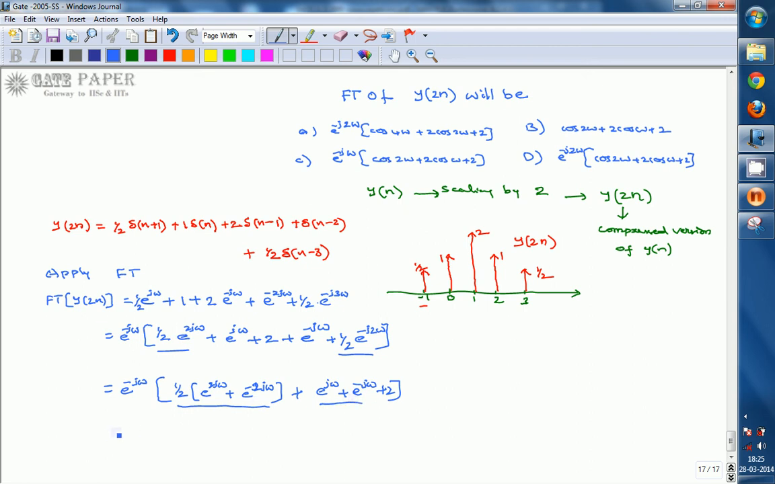Then by writing that, the Fourier transform of y of 2n we will get as e power minus j omega of cos 2 omega plus 2 cos omega plus 2. That's the answer out of the given options. Here option C is correct: e power minus j omega of cos 2 omega plus 2 cos omega plus 2. That's the answer for the Fourier transform of y of 2n.